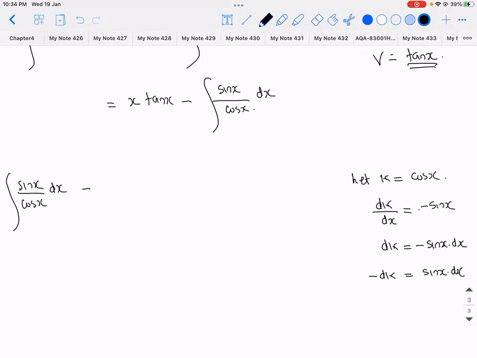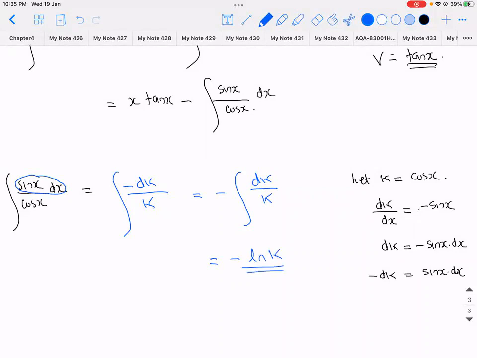So that means the derivative is present here. So in place of sin x dx, we can replace it as minus dk. And what is cos x? cos x is k, correct? And it eventually becomes minus of dk by k. Am I correct? So what is integral 1 by k dk? That is natural log, right? It is minus ln k, right? So here, what is our k? k is cos x, right? So it is minus ln cos x.